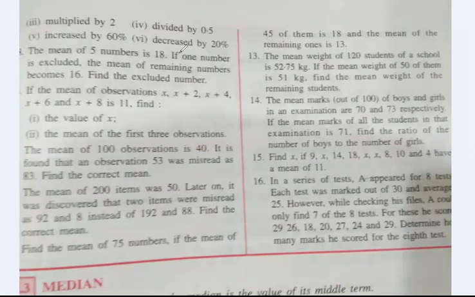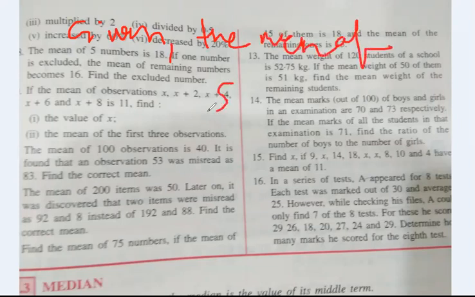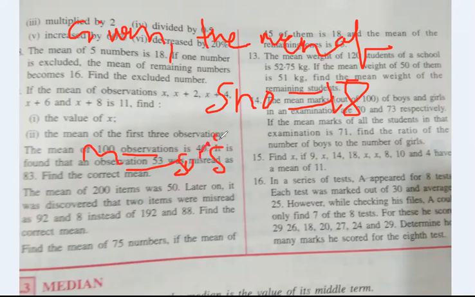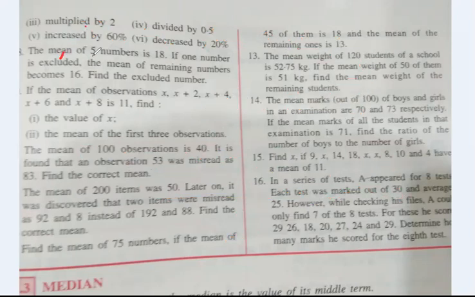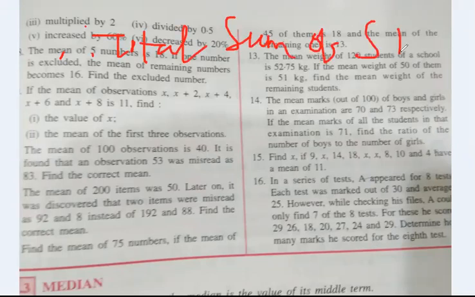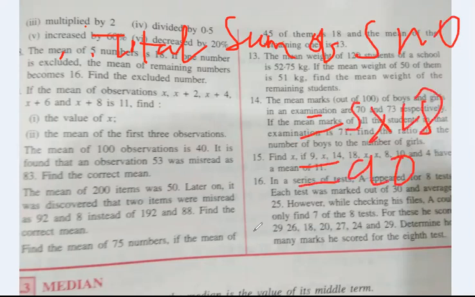Given the mean of 5 numbers is equal to 18. Mean is equal to sum of 5 numbers by 5 is equal to 18. Next step, therefore total sum of 5 numbers is equal to 5 into 18 is equal to 90.